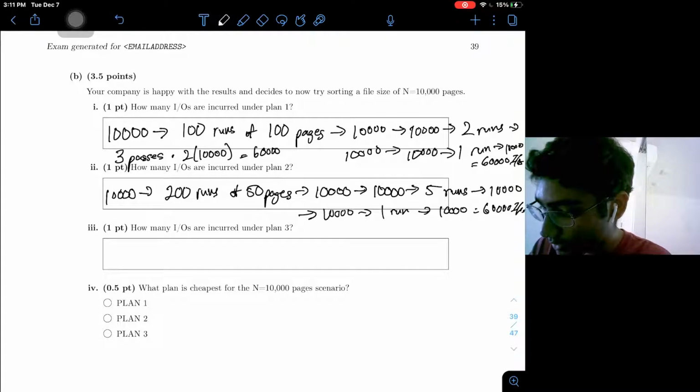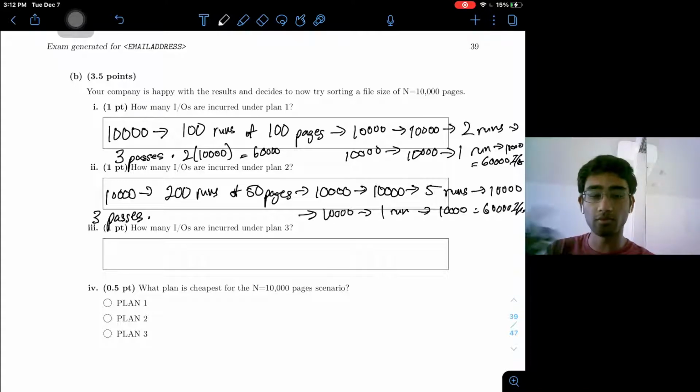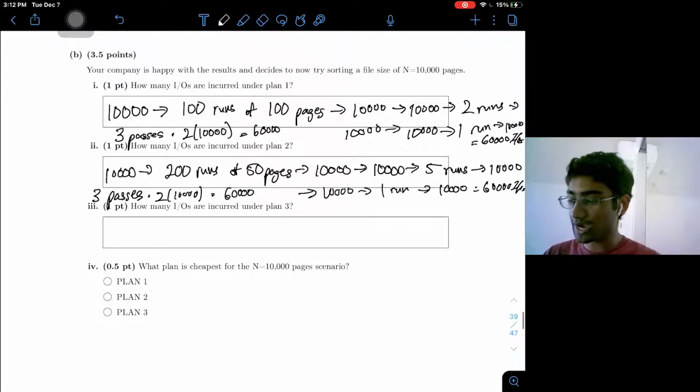So again, if we think about this in terms of the formula, there were 3 passes, right? We had the one conquer pass, and then we had 2 merge passes. There were 3 passes, and then again multiplied by 20,000 is equal to 60,000. Now we're asked how many IOs are incurred under Plan 3.